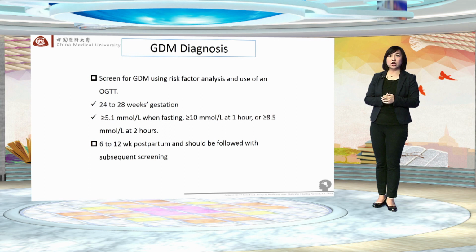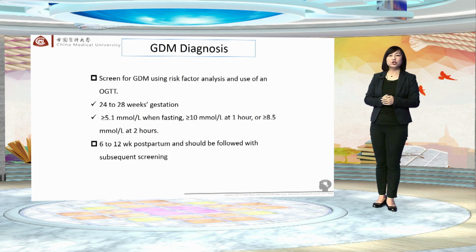How to detect and diagnose gestational diabetes? Screen for gestational diabetes using risk factor analysis and use of an OGTT. Pregnant women who are not known to have diabetes should be screened for gestational diabetes at 24 to 28 weeks gestation with a 75-gram oral glucose tolerance test. A diagnosis of GDM is made if any of the following levels of plasma glucose are exceeded: more than 5.1 when fasting, more than 10 at 1 hour, or more than 8.5 at 2 hours.